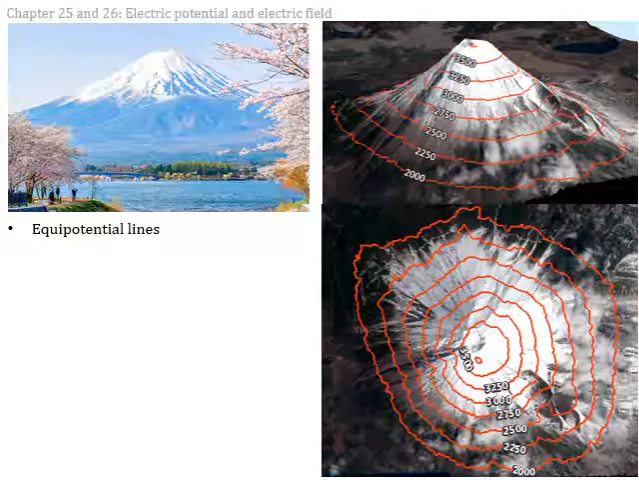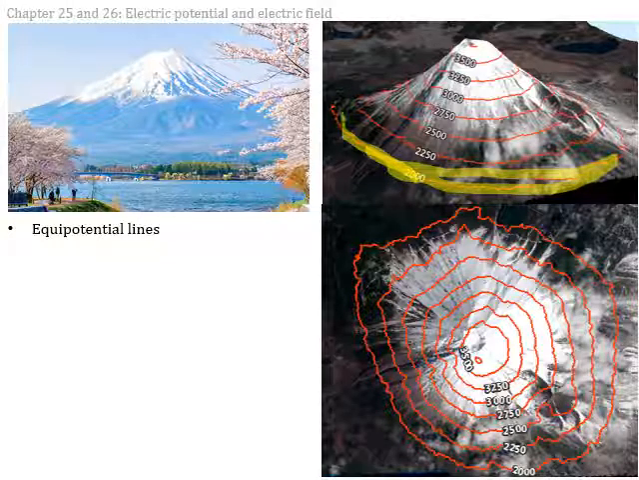The next part we're going to discuss is equipotential lines. For those people who are kind of into geography, you might be able to draw an analogy with contour maps. So the picture I have shown here on the slides is Mount Fuji, and on the right shows a contour map of Mount Fuji. On the contour map here, there's a whole bunch of red lines, and each of those red lines shows a constant height.